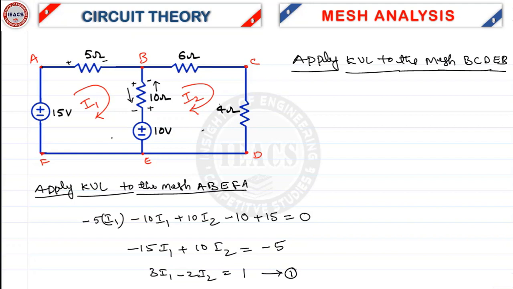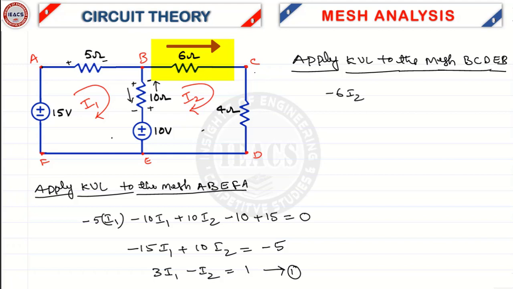Similarly, let us apply KVL to the mesh B, C, D, E, B. So I will start at point B and traverse mesh 2 in the same direction as the assumed mesh current I2. So from B to C there is a 6 ohms resistor, so the voltage drop across it will be minus 6 I2 according to mesh current I2. Similarly, from B to C there is a 4 ohms resistor, so the voltage drop across it will be minus 4 I2.